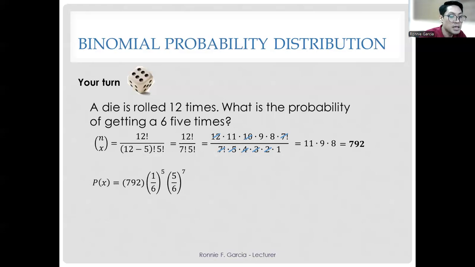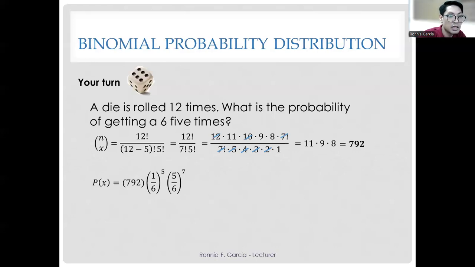For our p to the power of x, this is the same with the first problem a while ago. The probability of success is also 1 over 6. That will be raised to our value of x, which is 5. And our probability of failure is 5 over 6. And that will be raised to our n minus x, which is 7.